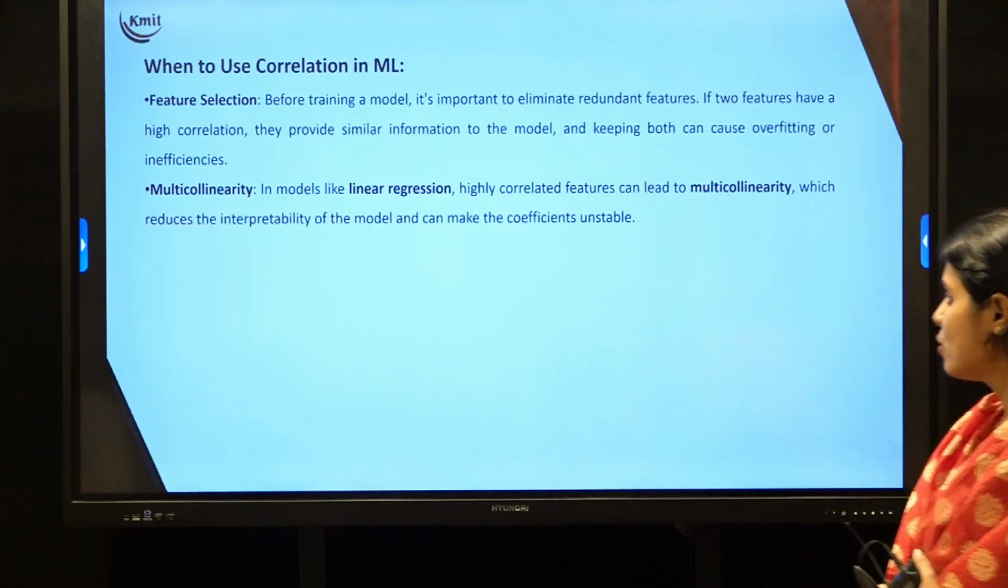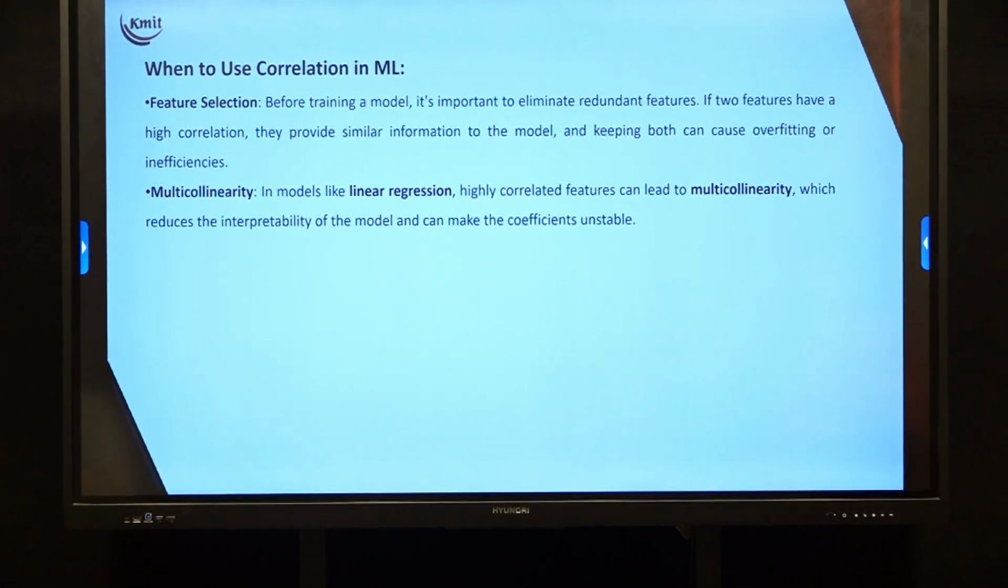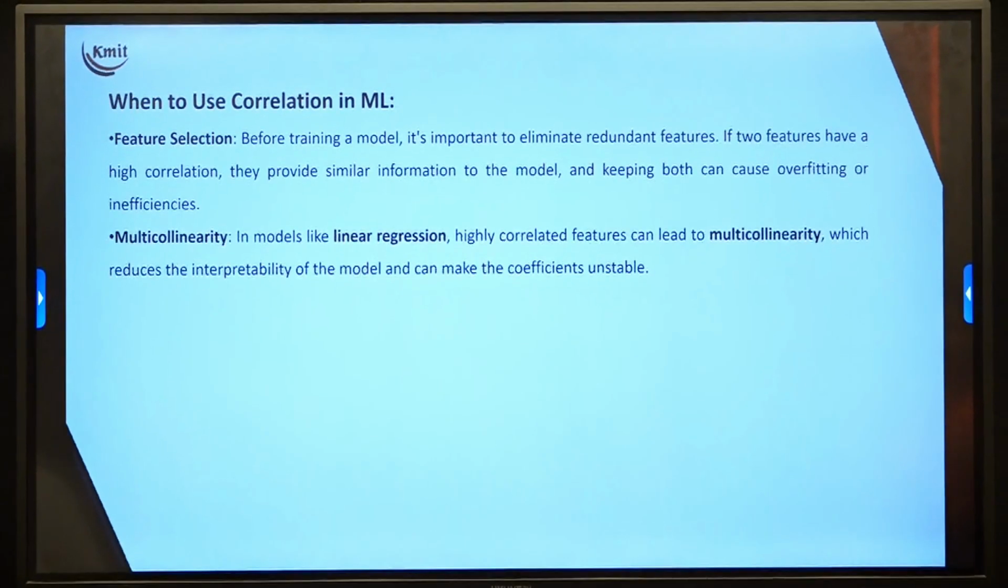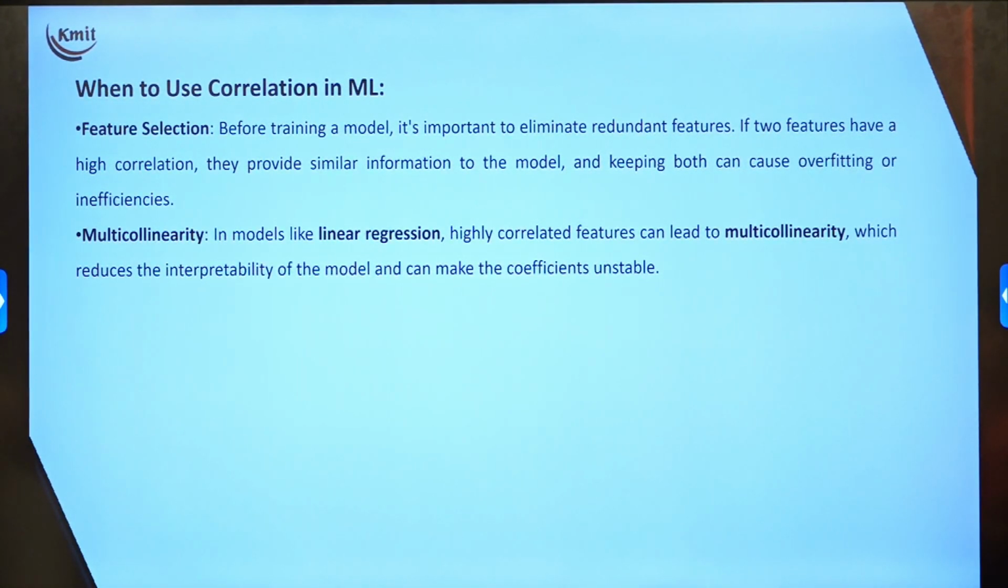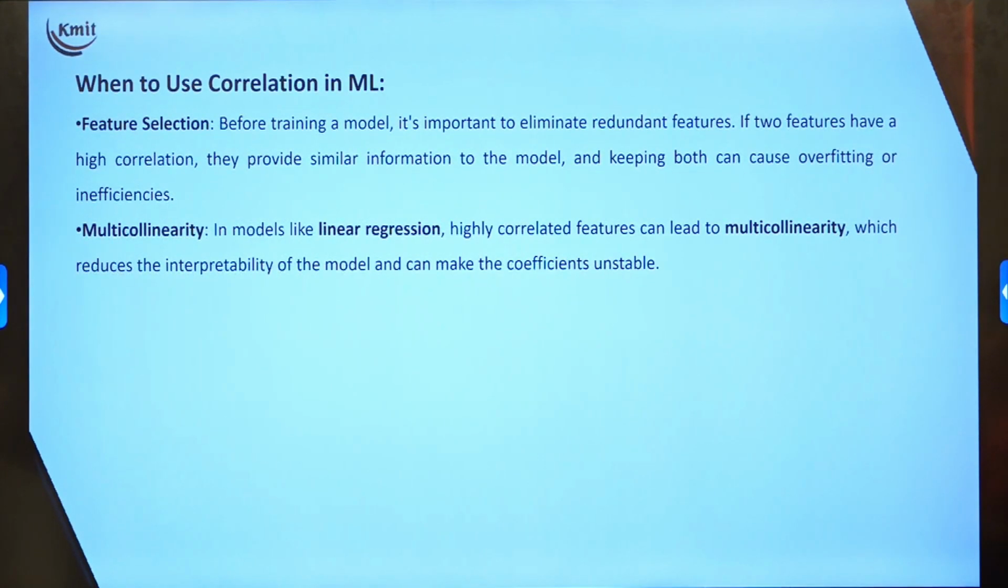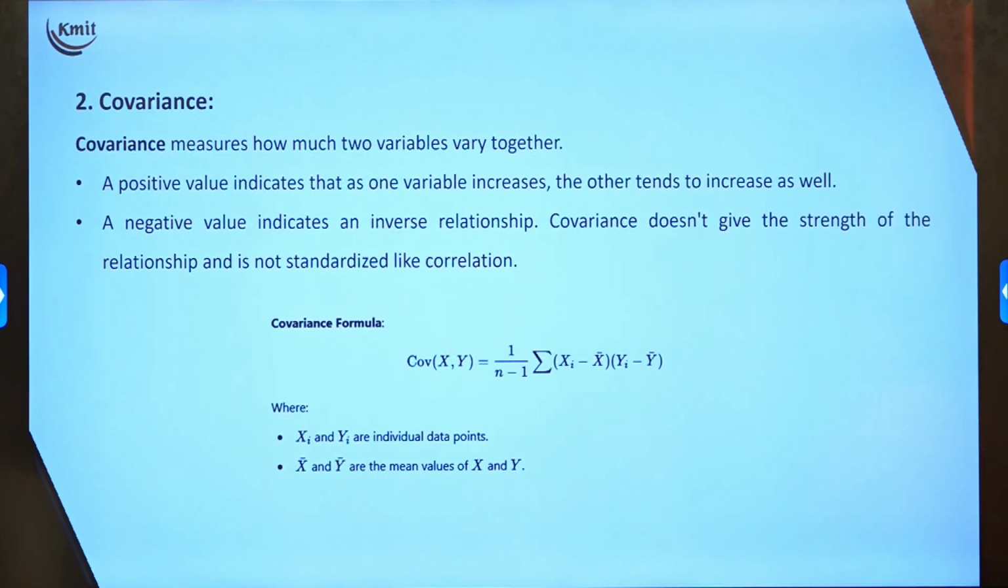In models like linear regression, we have highly correlated features that can lead to multi-collinearity. Multi-collinearity will actually reduce the model's performance. Hence, by using correlation, we will identify the important features and eliminate the rest. Next, let's talk about covariance.